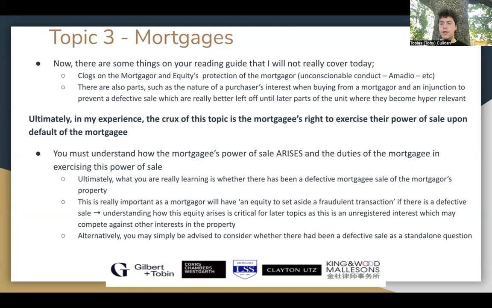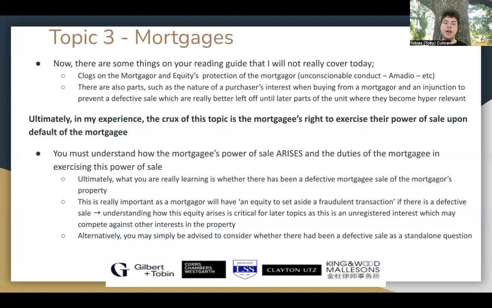So, the clogs on the mortgagor's right of redemption, equity's protection of the mortgagor through its unconscionable conduct doctrines, etc., that you would have learned about and touched upon in Contracts B. Those are relevant because mortgages are contractual documents too, so you can vitiate a contract. Can't see it being particularly relevant in your unit, but of course, please do go over it yourself and ask your faculty or listen to what they have to say.